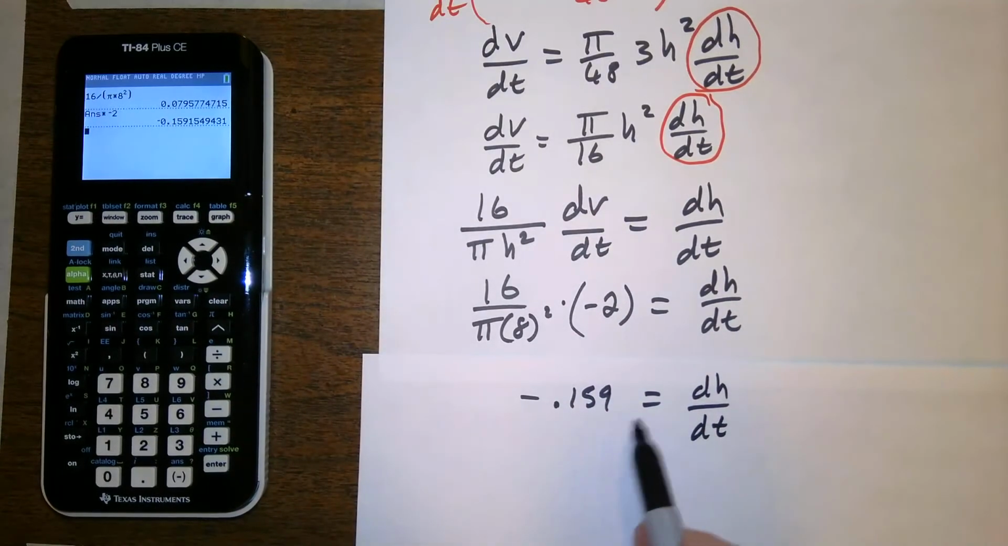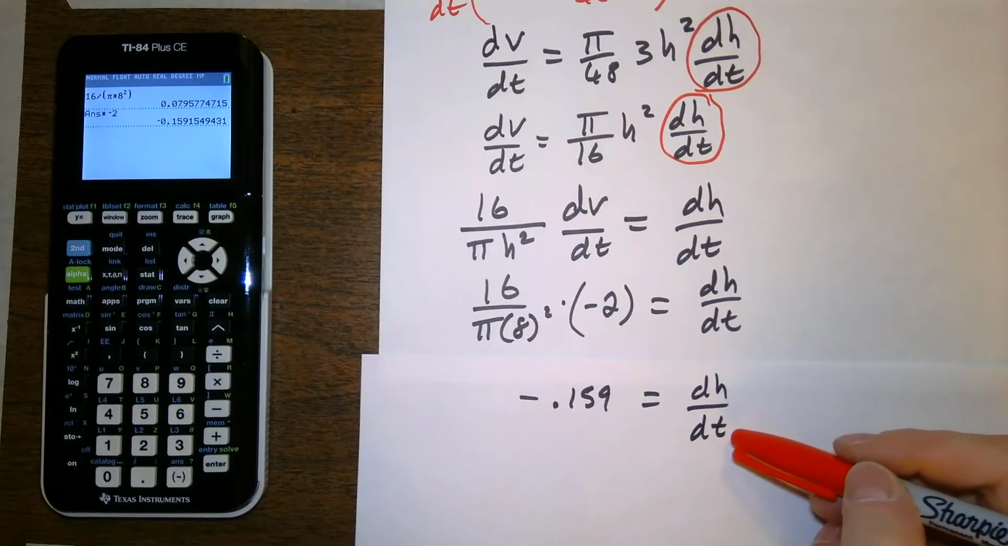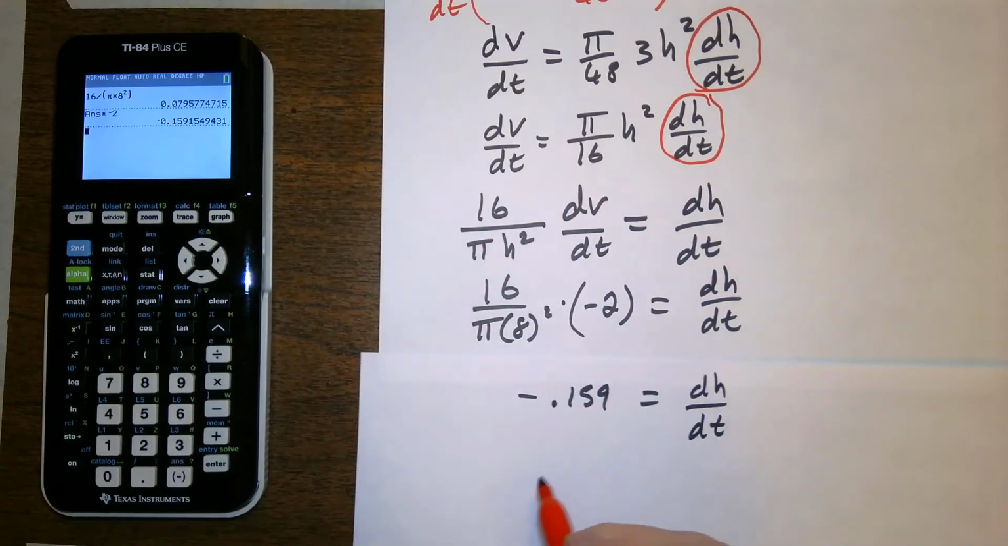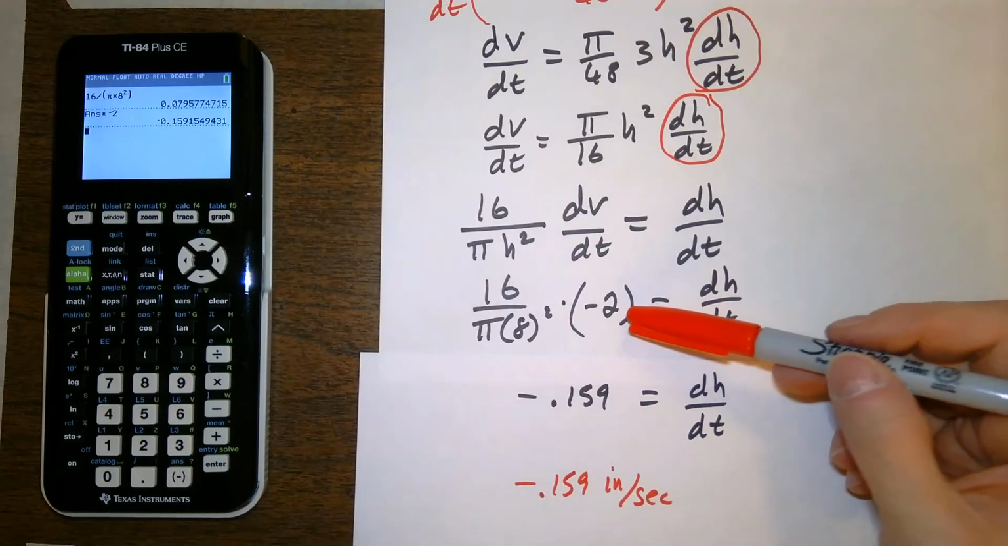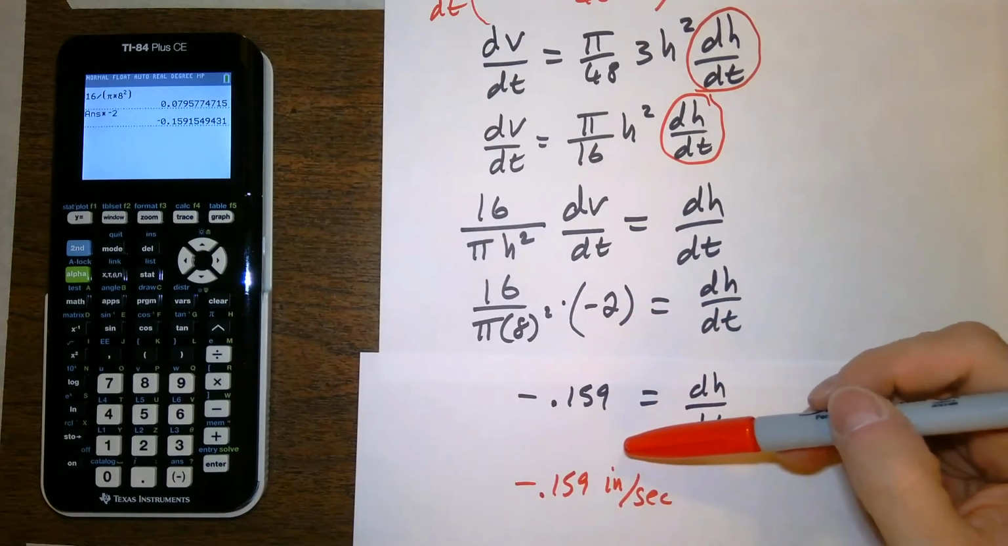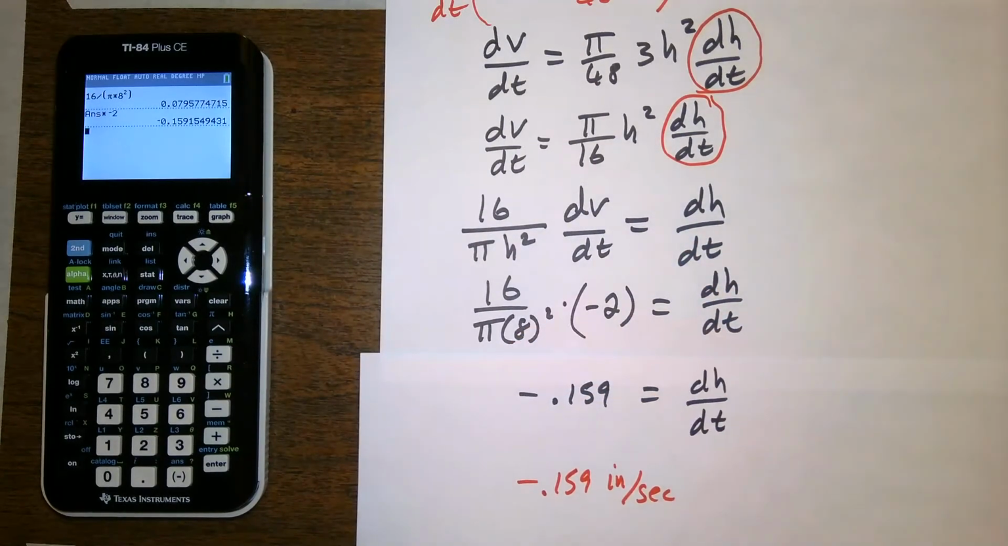Now, what are the units associated with that? Oh, always a very good question. What are the units associated with that? It's a rate of change of height over time. The height we're measuring in inches, so this is going to be negative 0.159 inches per second. And again, the negative indicates that the height is getting smaller and smaller and smaller. If we were pouring water in, and it was increasing at the rate of 2 cubic inches per second, this would be a positive number, and this would be how much the height is increasing at the instant when the water is 8 inches deep.